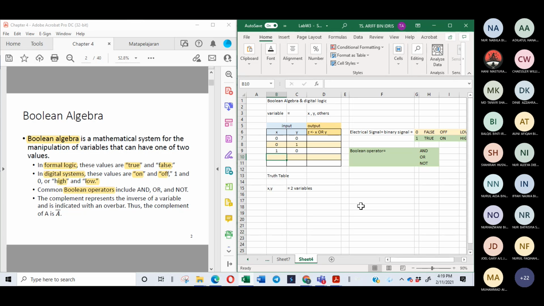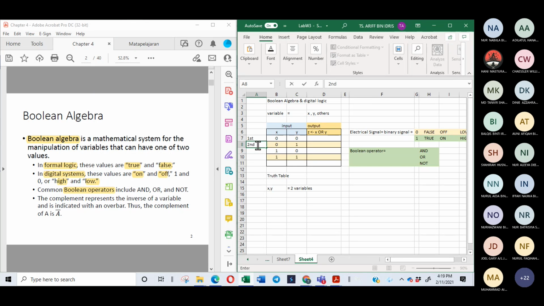Maybe a gentleman for the fourth input combination. One gentleman, please. Give me the example of the fourth input. What do you think? 1, 1. Excellent. Name? Syed. Syed, okay. Right, so 1, 1. Do we have other input combinations besides the four combinations?